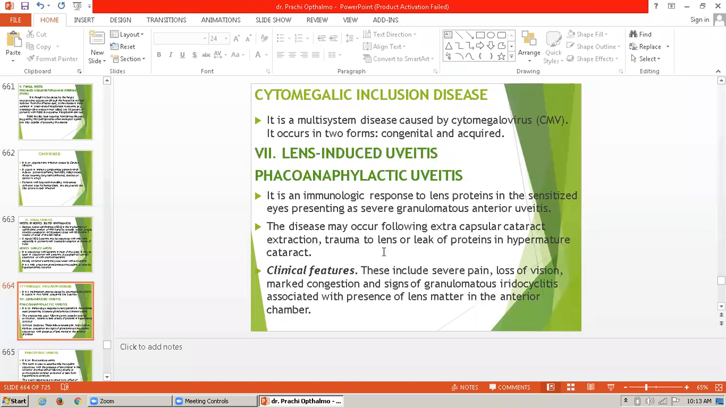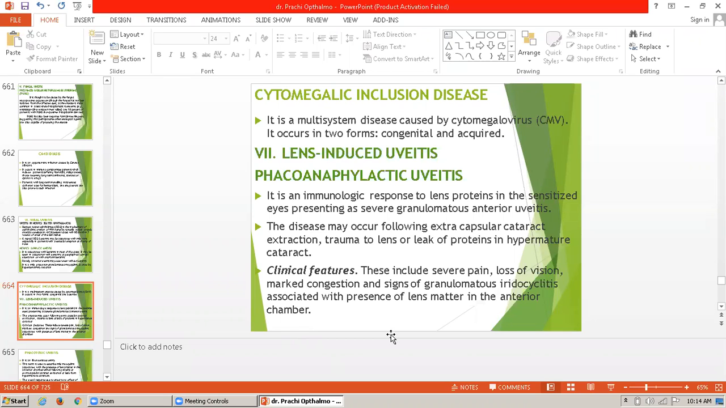So, this disease occurs following extracapsular cataract extraction, trauma to the lens, or leak of the protein in hypermature cataract. The clinical features of this phacoanaphylactic uveitis include severe pain, loss of vision, with marked congestion and signs of granulomatous iridocyclitis, which is associated with the presence of lens matter in the anterior chamber.